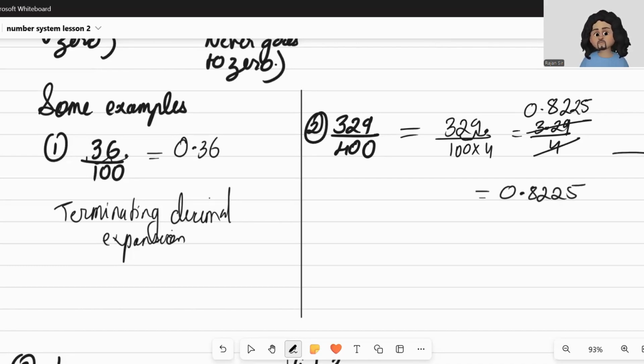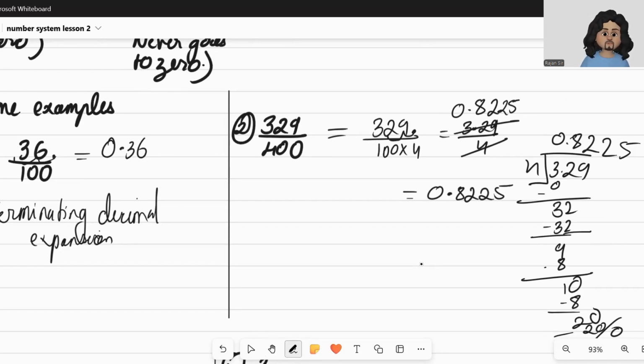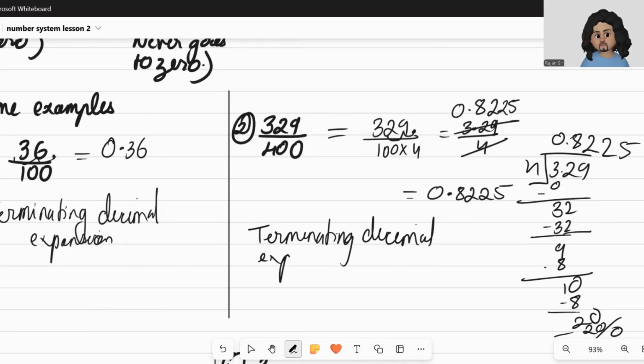Or you can do it by this method also. Again, the remainder went to 0, so you can see it is a terminating decimal expansion. They can also ask you whether this is a rational number or an irrational number. Since the decimal is terminating, which is a part of rational numbers, you can say that it's a rational number. Okay, let's go to the next one.